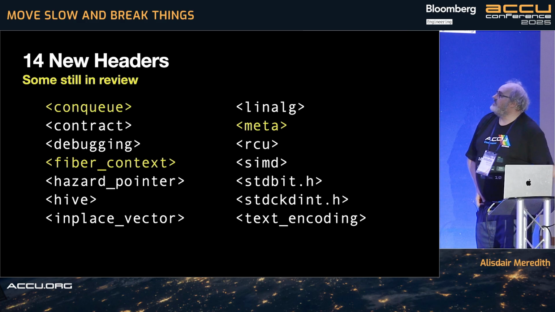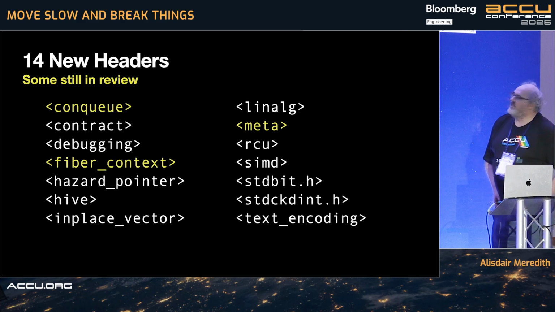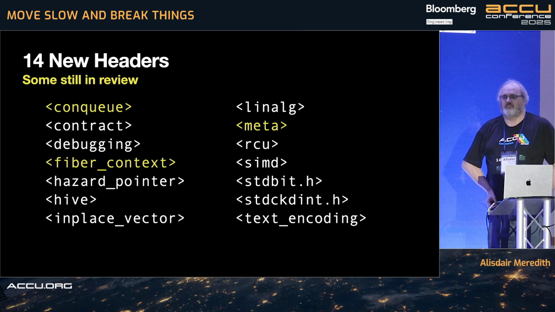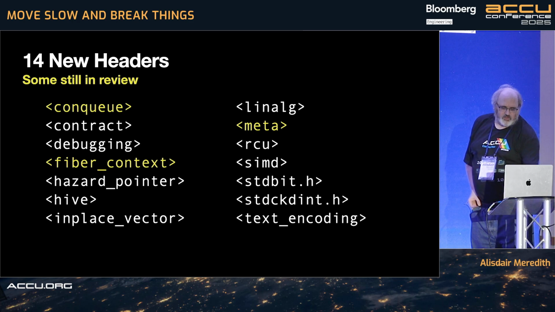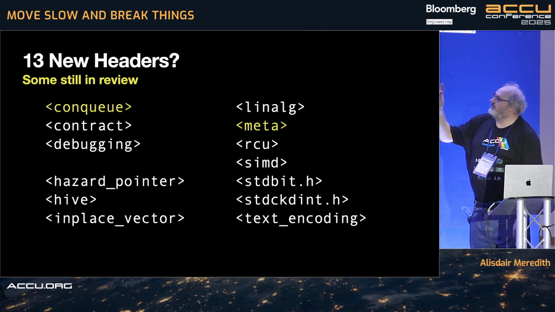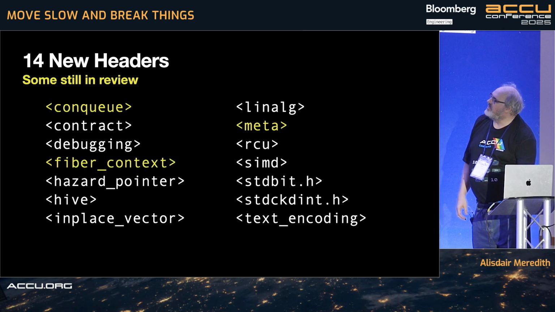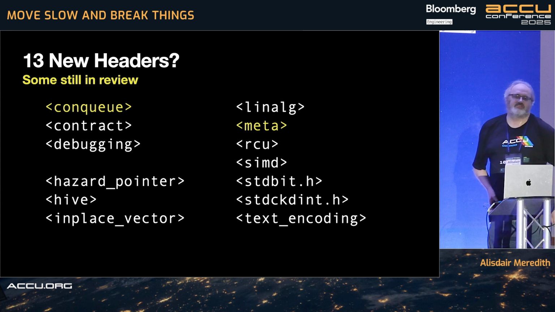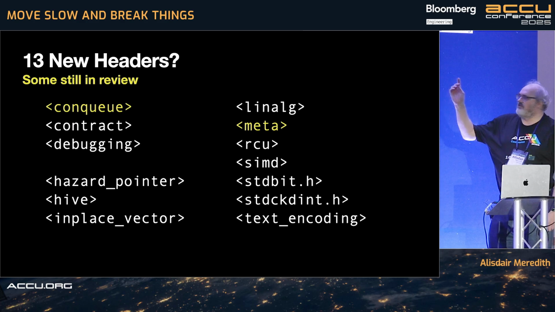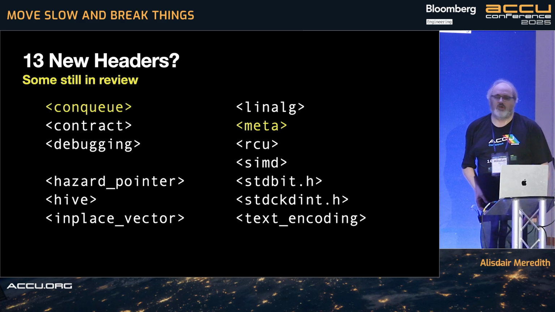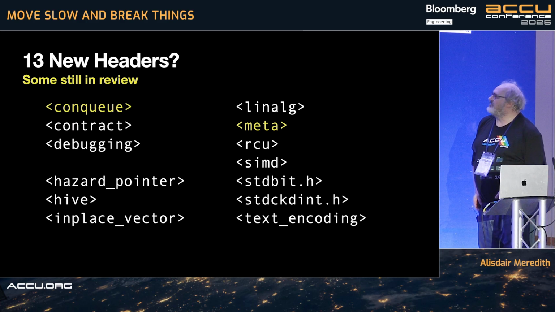Then we have 14 new headers coming in. The yellow ones are the ones that we're hoping to standardize in Sofia. They've not yet been standardized. A quick walk through some of the functionality we're getting. But first things first, fiber context. It looks like fibers have probably missed 26, so I'm not expecting those to actually land in Sofia. That was confirmed for me just in the last week or so, though, so I thought I'd update the slides rather than put it out completely.